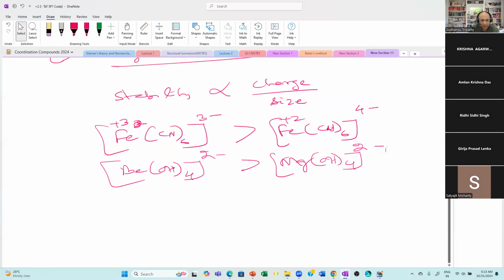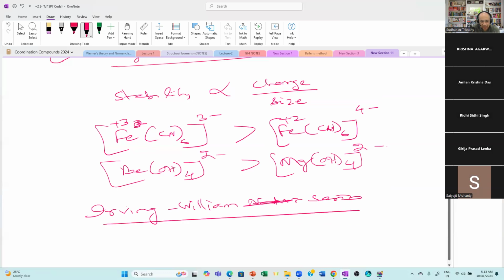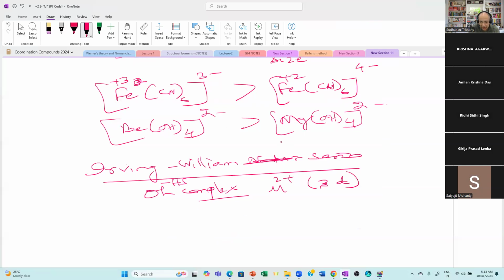So at this particular point, we talked about the Irving-Williams natural series. This is for the hydrated M2+ 3d high spin complexes with aqua ligands.